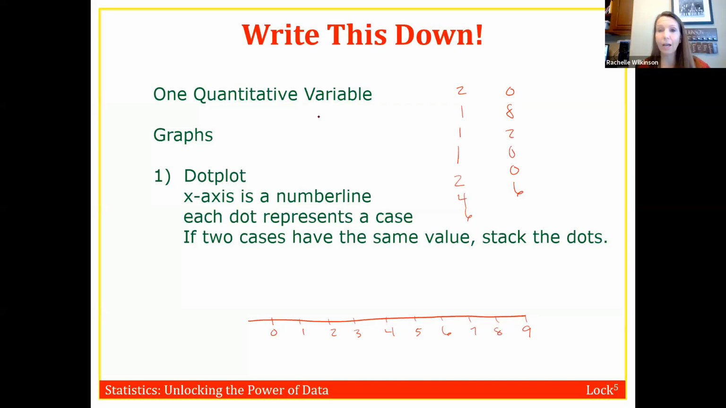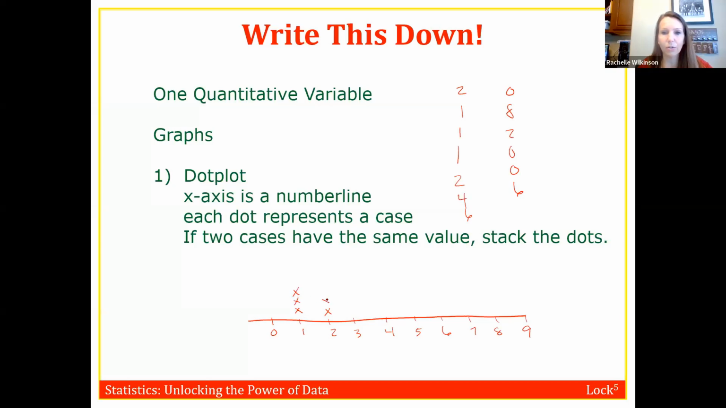Then I'm going to look at my values and plot them with a dot. My computer pen really does not like dots. It thinks I'm trying to do something else, so I'm going to put a little X instead of a dot, which is fine. But a true dot plot, of course, would have real dots. My first value is 2, so I'm going to put my dot / X right here at 2. Then I have 3 ones, and because it's the same value, I'm just going to stack them on top of each other like this.